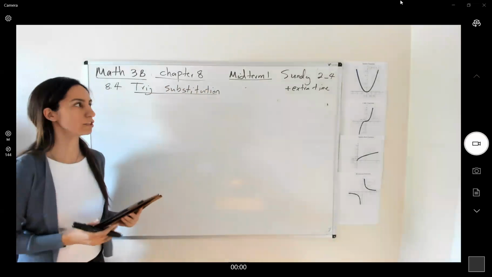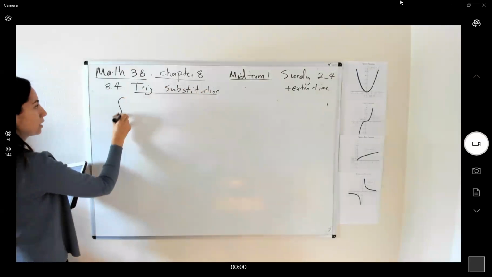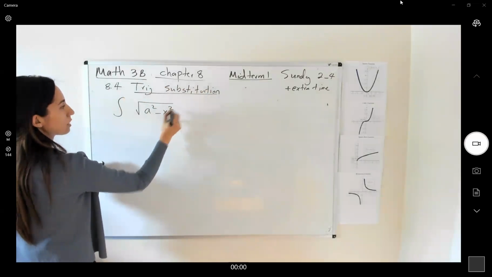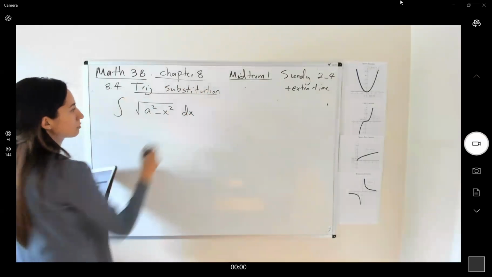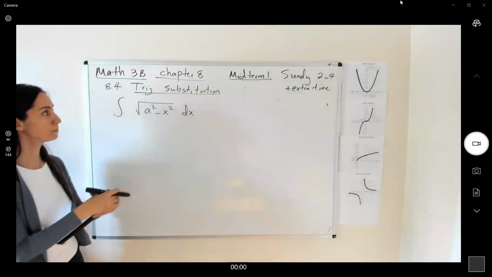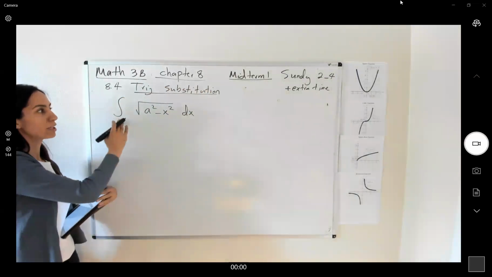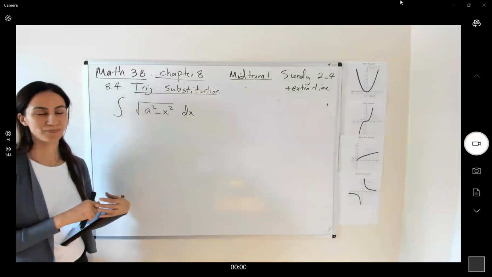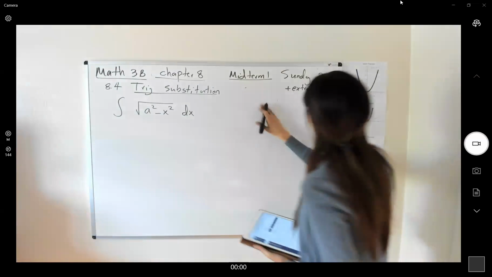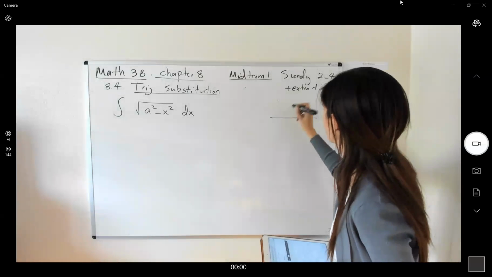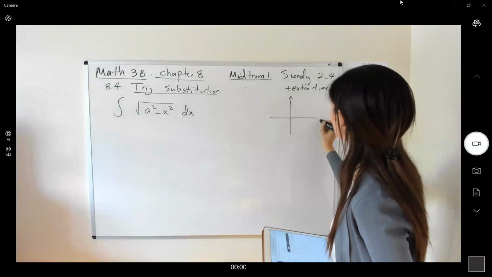So sometimes you have integrals in this format. The integral of the square root of a squared minus x squared dx. Very well. How do you take this integral? When it comes to cases like this, we use trig substitution. So how does it work? Consider a unit circle or just a circle in general.